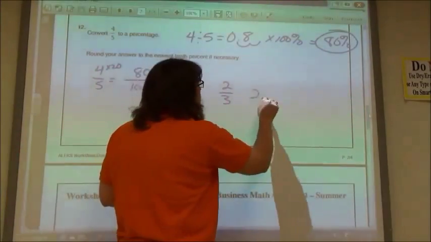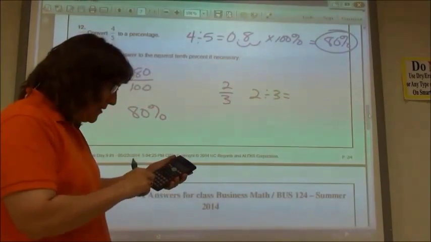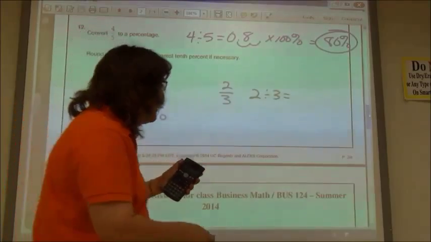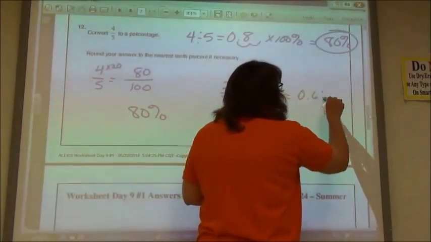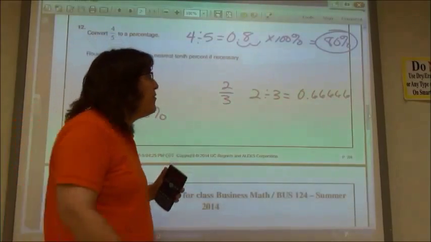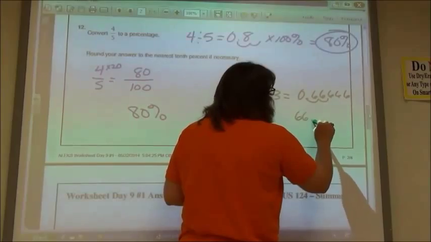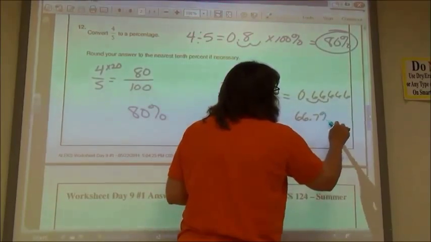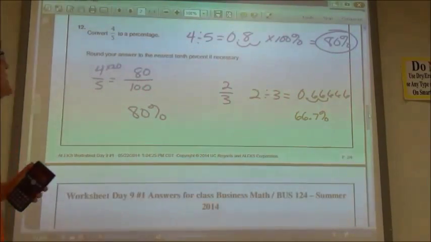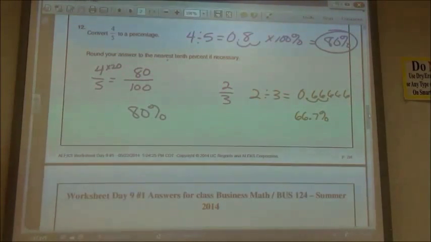You have to say 2 divided by 3, and this one you're going to have to round because it doesn't come out nice. 2 divided by 3 is 0.666666666. So if it says round to the nearest tenth of a percent, I move my decimal 2 places, 66 point, and I'd have to round that off to 7% if it happened to tell me to round to the nearest tenth of a percent like those ones do.